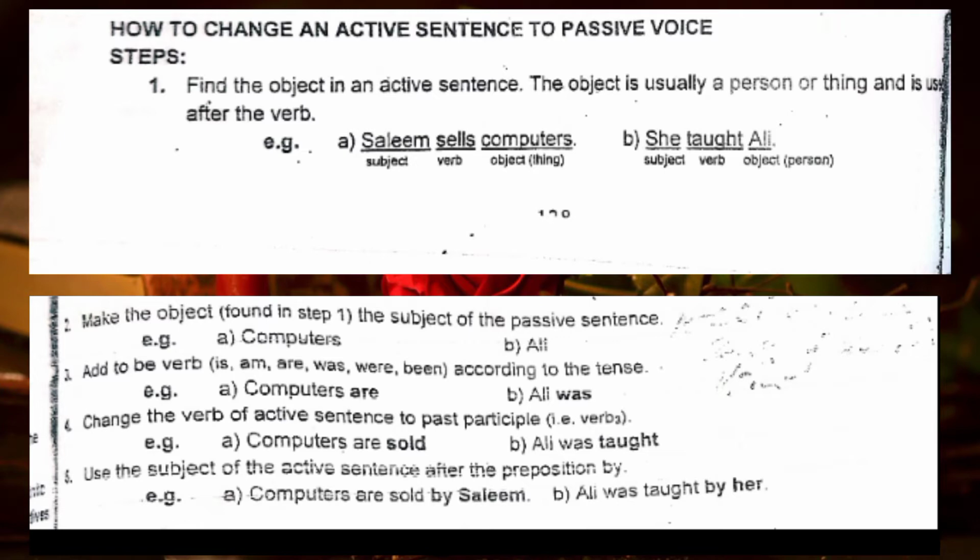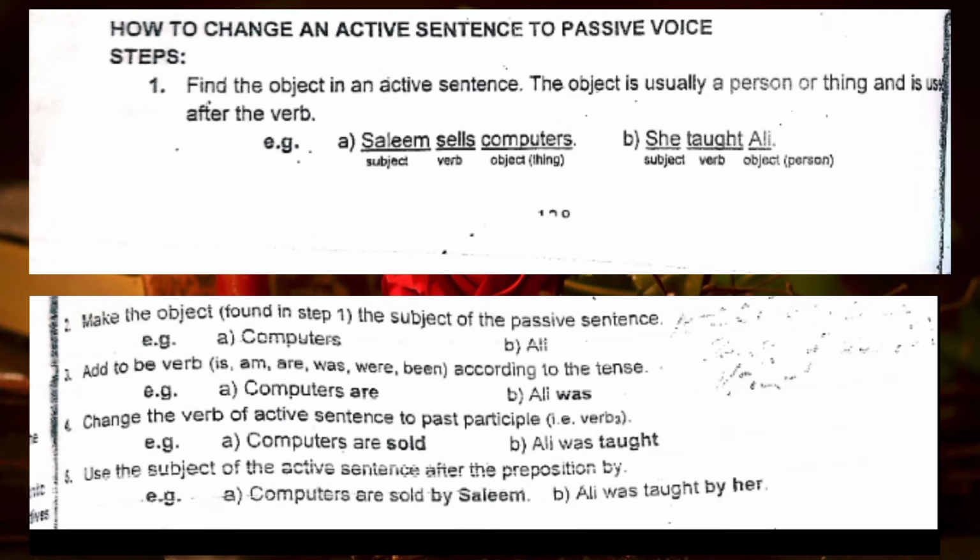Make the object the subject of the passive sentence. For example, computers, Ali. Ali and computers are the objects of the first sentence, right? And here we make the computers and Ali the subject, right?